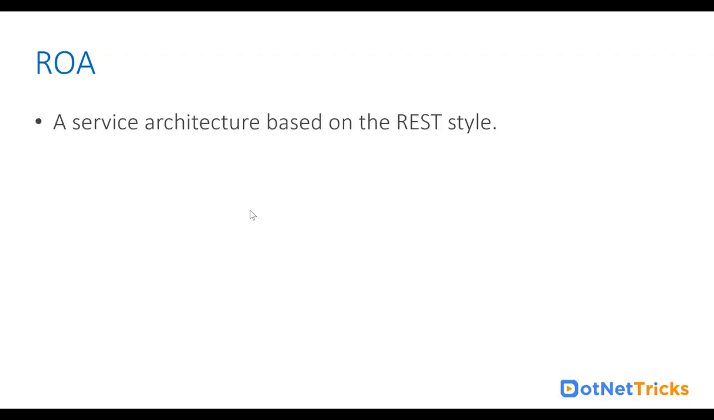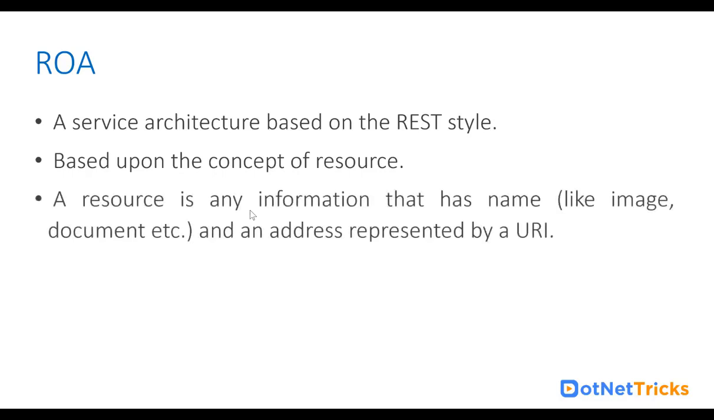Now let's understand what ROA is, because so far we have just learned about the style, the concept introduced by REST. ROA is a service architecture based upon the REST style, and it is based upon the concept of a resource. Now let's see what a resource is. A resource is information that has a name, like an image, document, audio, video, or any other information that has a unique address represented by a URI.